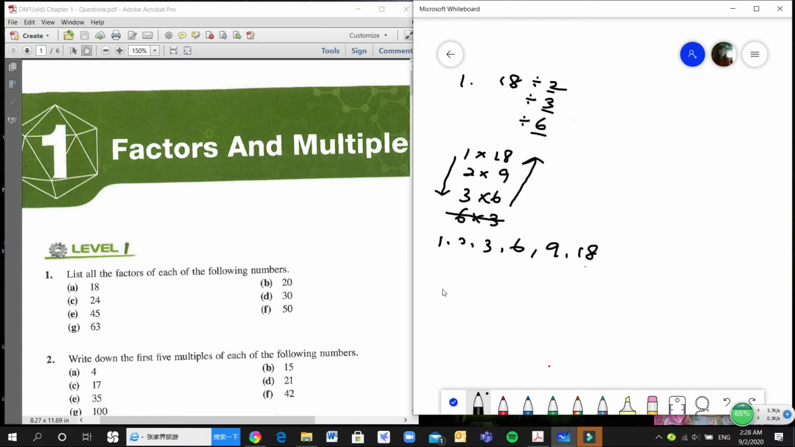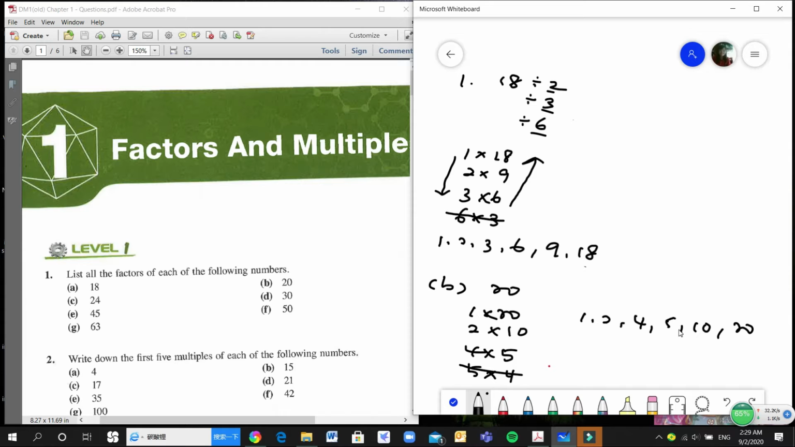For example, look at B, 20. So 20, I can get 1 times 20, 2 times 10, 3 cannot, 4 times 5, and then 5 times 4. You see now 5 repeats, 4 also repeats. This means our factors are just 1, 2, 4, 5, 10, and 20.